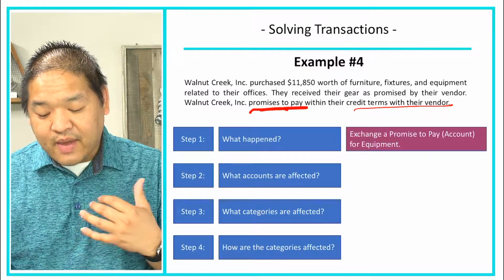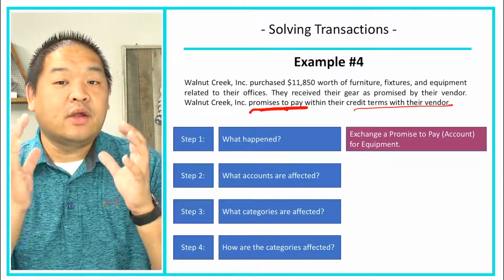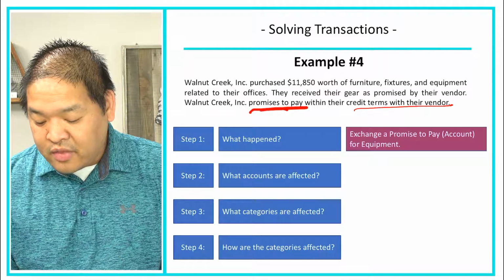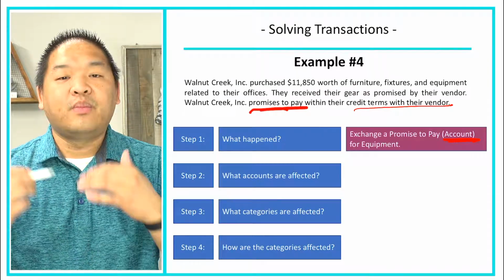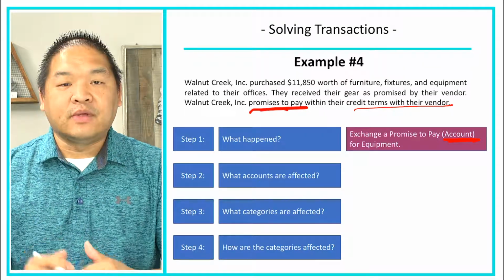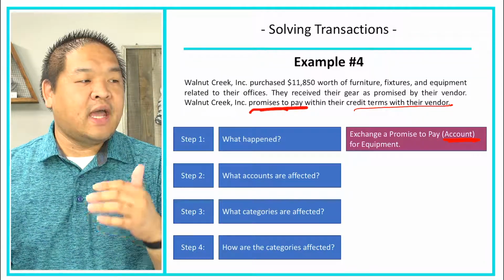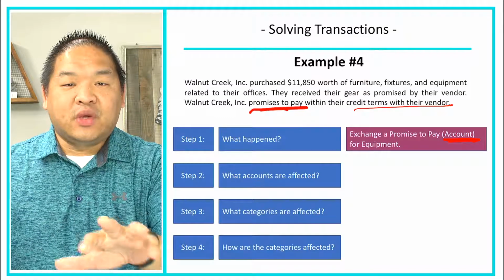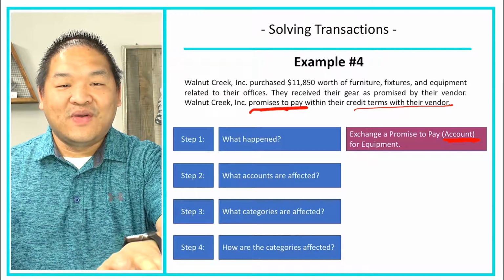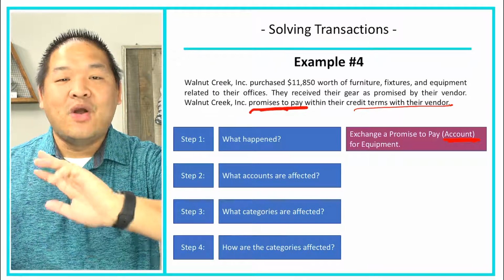So when we talk about a promise to pay and there is no note, we call that an accounts payable. An accounts payable is kind of like you have an account with the vendor. Just like if you're not 21, you don't know this, okay? If you are 21, you go to a bar and you open up a tab.